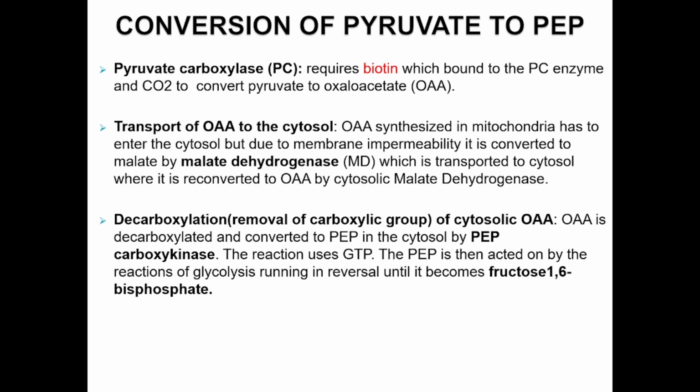The problem with oxaloacetate is that it cannot cross the membrane of the mitochondria to go to the cytosol. And that's why we need to convert oxaloacetate to malate. The malate has the ability to cross the mitochondria, so it will go outside into the cytosol. And we convert it back to oxaloacetate. And then we convert oxaloacetate to phosphoenol pyruvate by an enzyme called phosphoenol pyruvate carboxykinase.